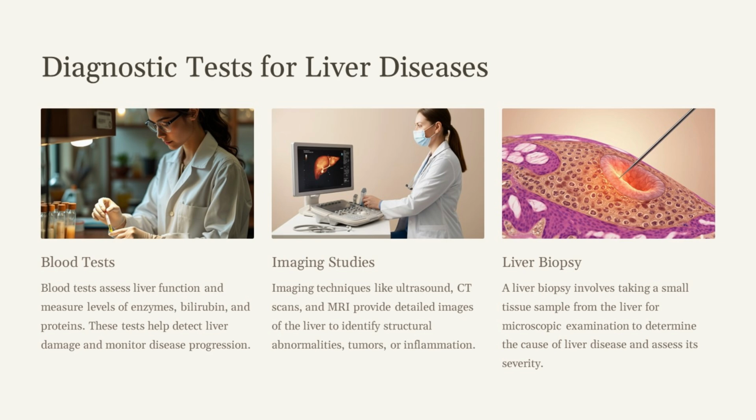Imaging techniques like ultrasound, CT scans, and MRI provide detailed images of the liver to identify structural abnormalities, tumors, or inflammation. A liver biopsy involves taking a small tissue sample from the liver for microscopic examination to determine the cause of liver disease and assess its severity. These diagnostic tests are important for accurately diagnosing and managing liver diseases.